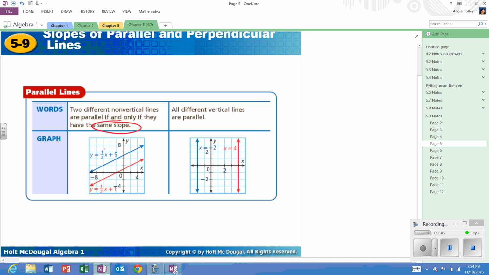For example, the line y equals 1/2 x plus 5 has the same slope as the line y equals 1/2 x plus 1. They just have different y-intercepts. Every vertical line that we come in contact with will be parallel to each other. So x equals -2, x equals 4, x equals 5. Any vertical lines will be parallel to each other.